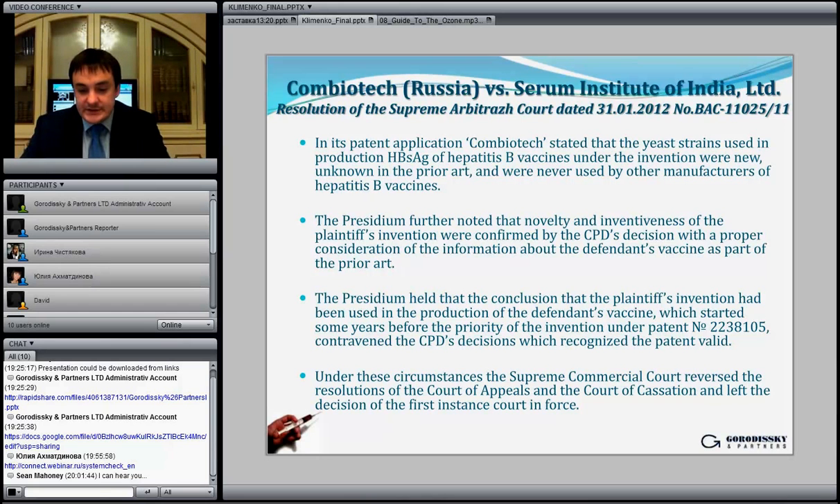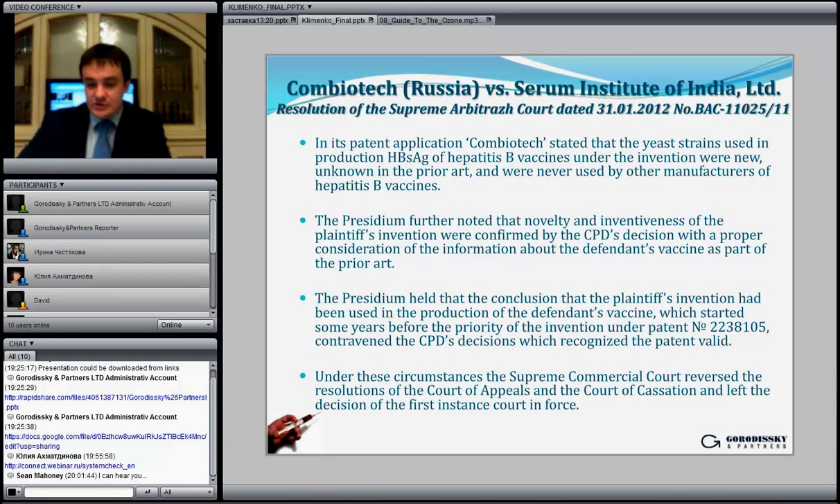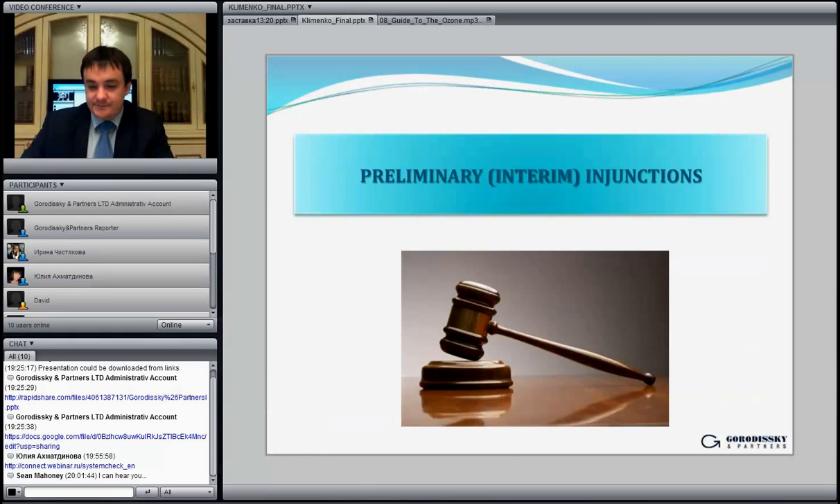And therefore, the Presidium came to the conclusion that the invention wasn't used in the vaccine produced by the Indian company, and therefore the patent wasn't infringed. And of course, the Supreme Commercial Court reversed the decisions of the lower courts and rejected the claims of the Russian patent owner.